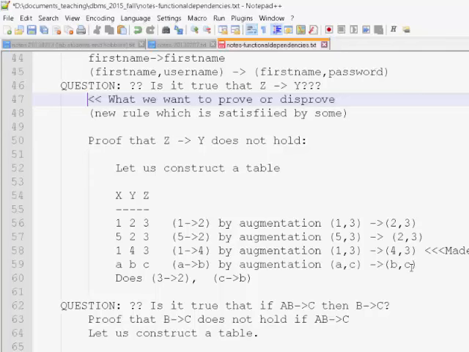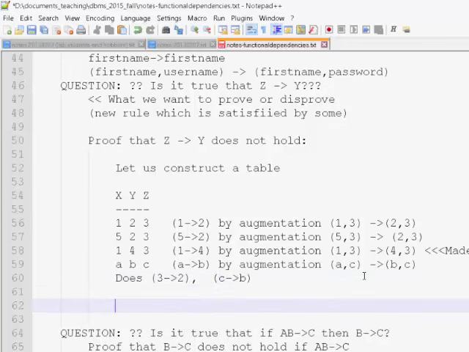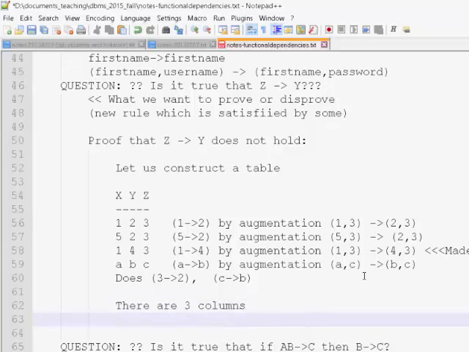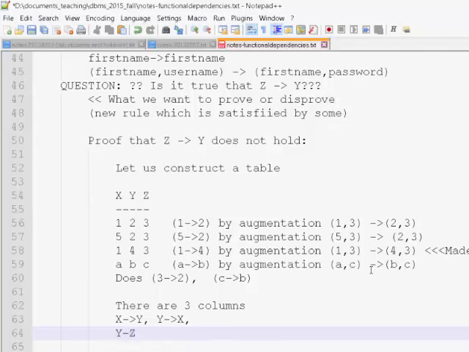So the ones I've come up with so far, we are trying to test. There are only three columns, right? So I can think of, okay, I can do X to Y, I can do Y to X, I can do Y to Z, or Z to Y. I think I'm missing something. There's one more combination. Yes, X to Z. Right? These are all the possible rules that can exist.